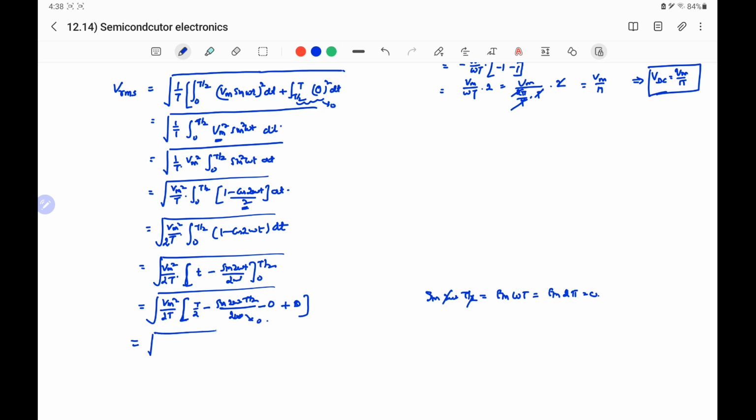Therefore, we will have the square root of Vm square by 2T into T by 2, and T gets cancelled. So we will have the square root of Vm square by 4, or we can simply write it as Vm by 2. Hence we can say that the DC or the average voltage at the output will be Vm by pi, and the RMS value of the output voltage will be Vm by 2.